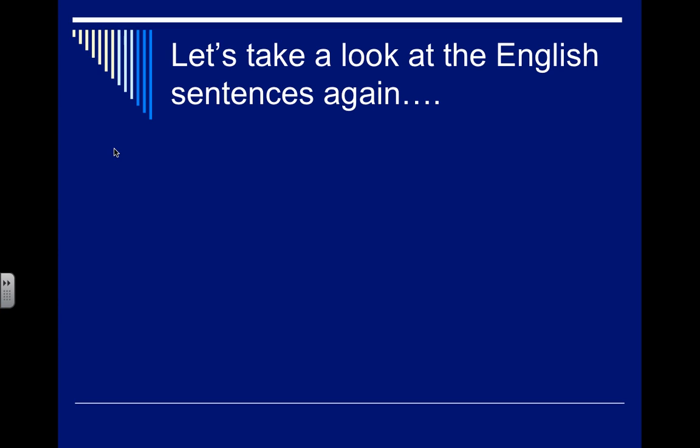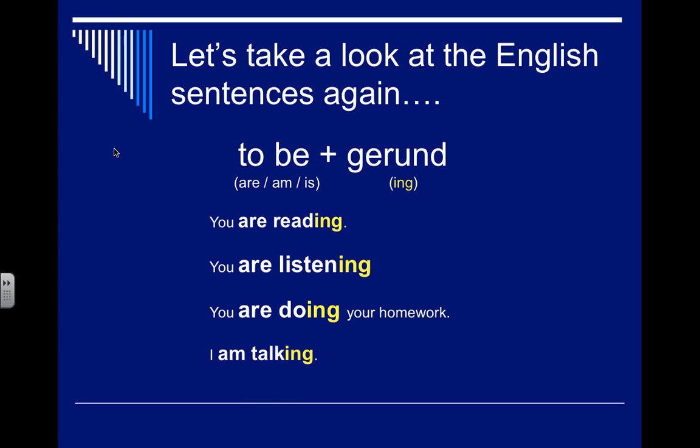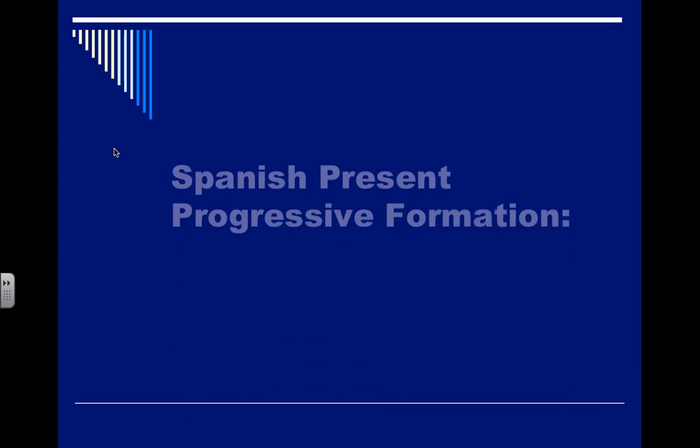So let's look at those English sentences again. What we said is you are reading. We are using a form of the verb to be in English and the gerundo. The other sentence was you are listening. You are doing your homework, and I am talking. As you could see, these four sentences all use the verb to be and a verb ending in ing, which is a gerund.